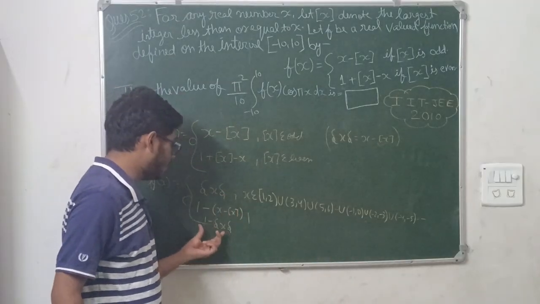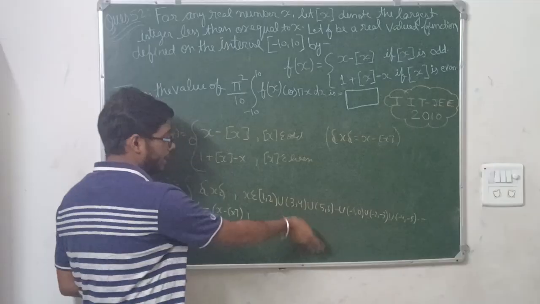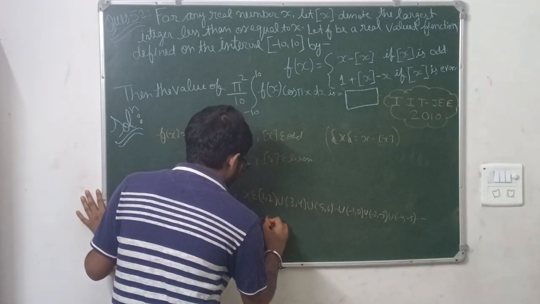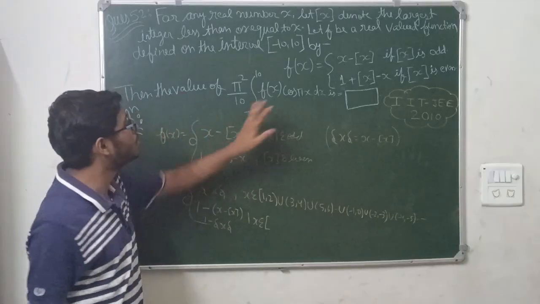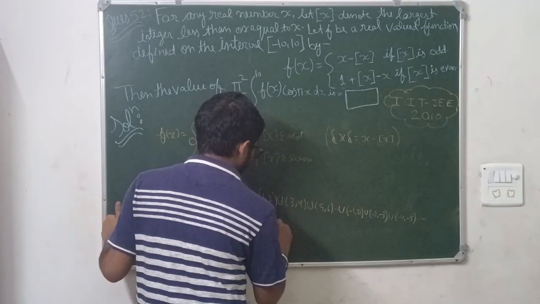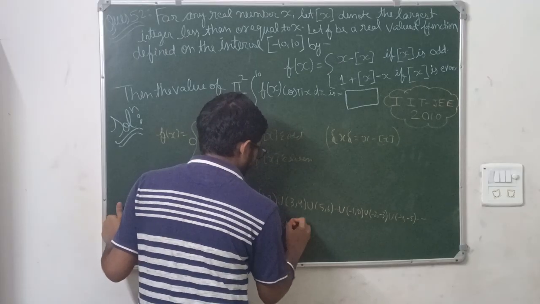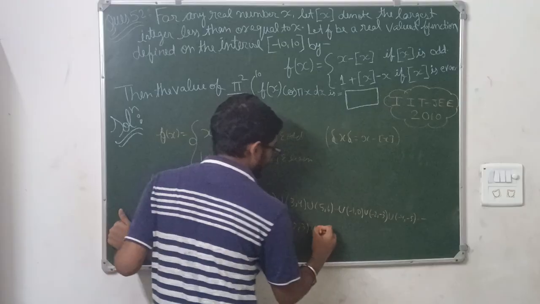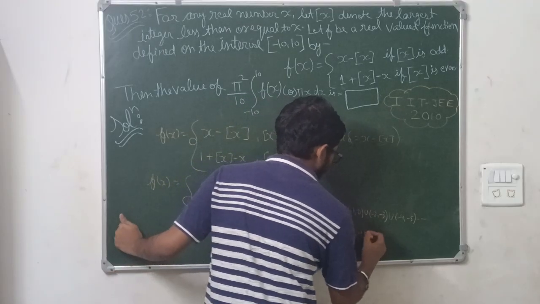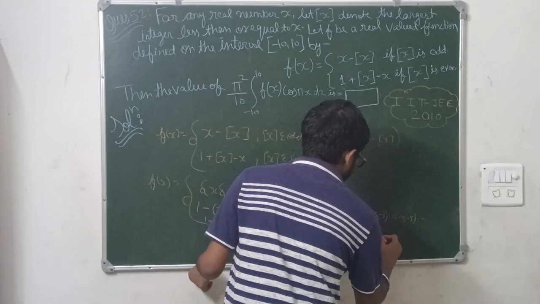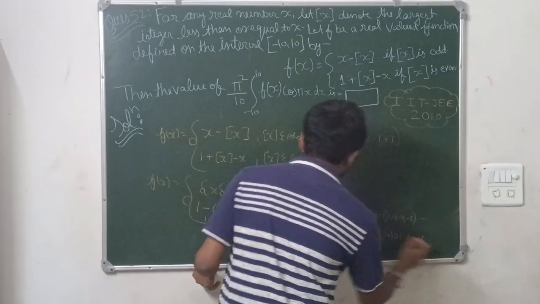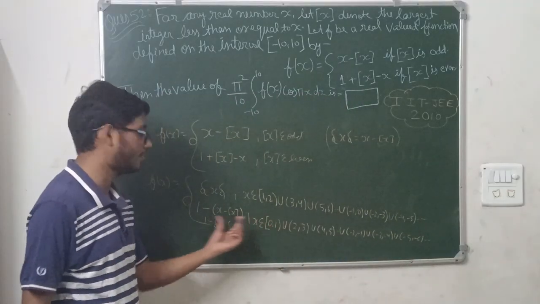Now, for the interval of 1 minus the fractional part, you need to subtract 1 in every interval, and you will get the interval of this. Its interval will start from 0, because the box of x belongs to even, so you can subtract 1 from every interval. So 0 comma 1, union 2 comma 3, union 4 comma 5, union -2 comma -1, union -4 comma -3, union -6 comma -5, and so on. This is the interval for the second one.